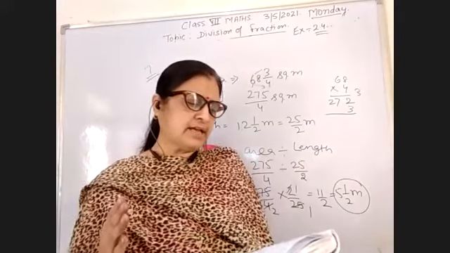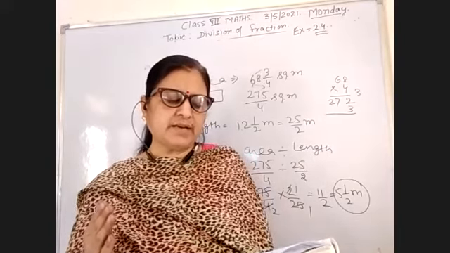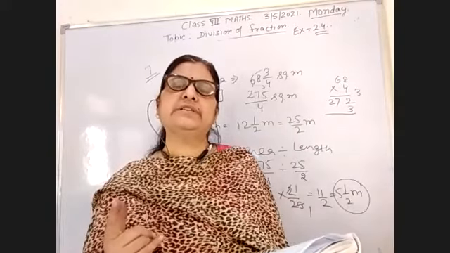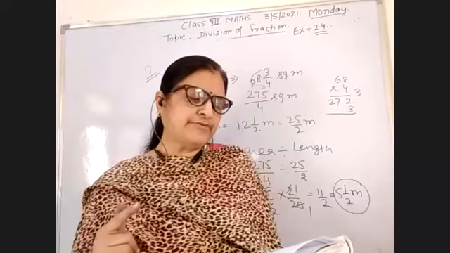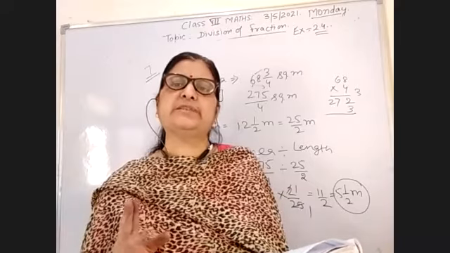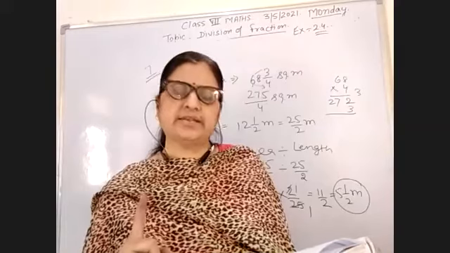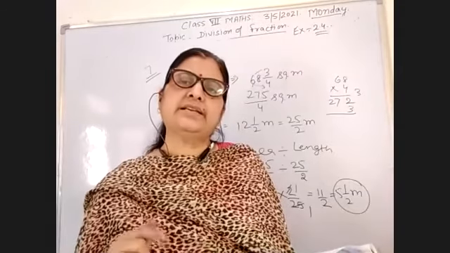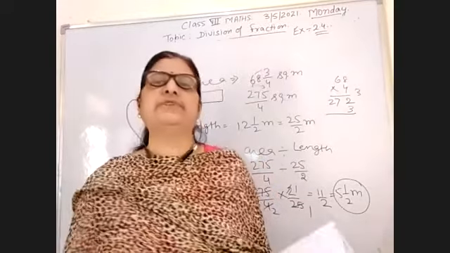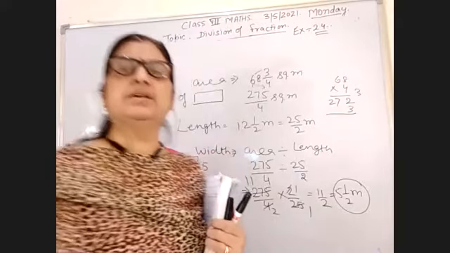And in the last question, in an orchard, 1/5 of the trees are orange trees, 3/13 are mango trees, and the rest are bananas. Let the total number of trees be 1. So 1/5 are orange trees and 3/13 are mango trees. You will subtract these two fractions from 1 and you will get the fraction of banana trees. And the number of banana trees is given in the question. Then you will find the total number of trees. How many trees are in the orchard? You will find it.